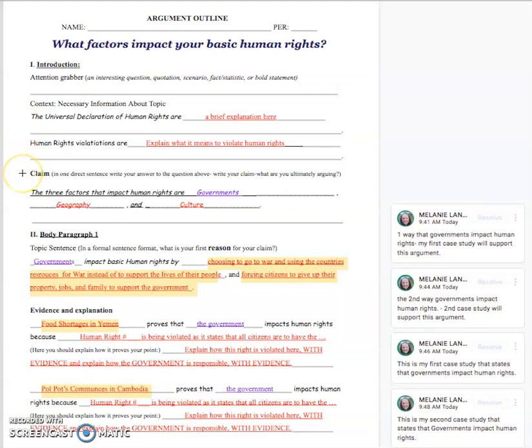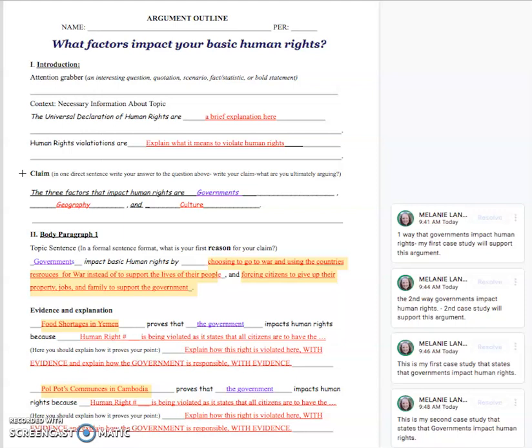But this part right here, this claim, is really the answer to your question up above of what factors impact your basic human rights. This will be the point of your essay for world history and English. Your answer will look something like what mine looks like here. I put the 3 factors that impact human rights are, and I chose governments, geography, and culture. That is what the rest of the class is going to be doing. You may have 3 different factors in here that influence or impact human rights. You do not have to use these 3. They are just options for you.